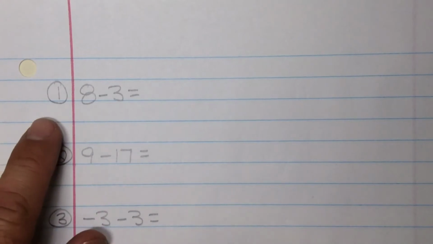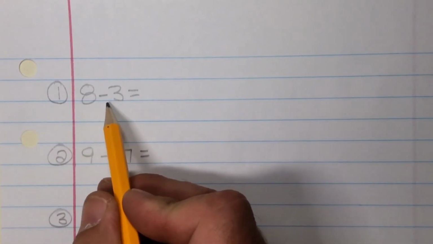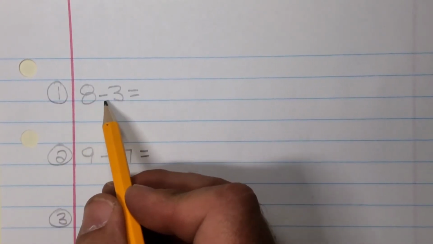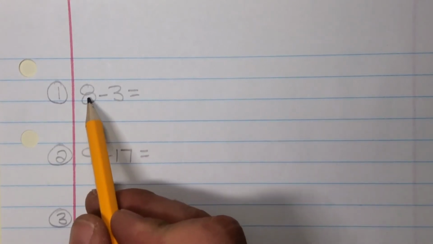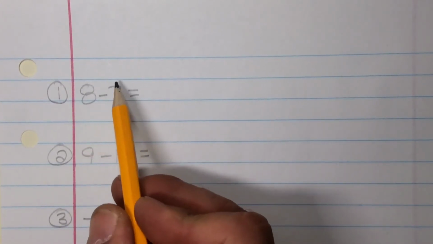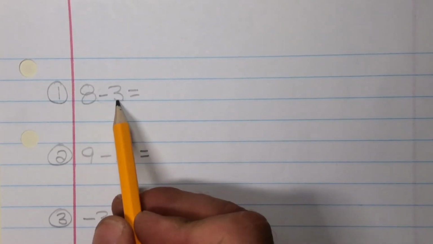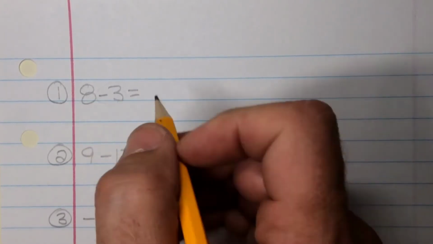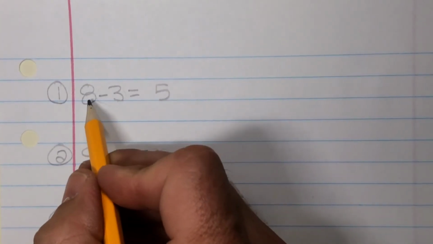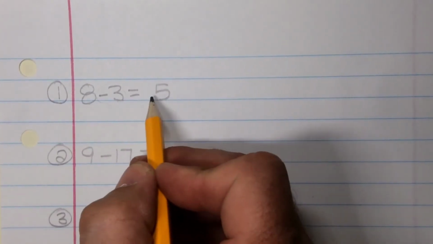Okay, so number 1, 8 minus 3, and I know you're thinking 8 minus 3 is 5. I learned that in second grade. Great. Well, let's look at it right now as positive 8, negative 3. So that negative goes with that 3. So I have 8 and negative 3. Different signs subtract. Keep the sign of the larger number, which would be positive.